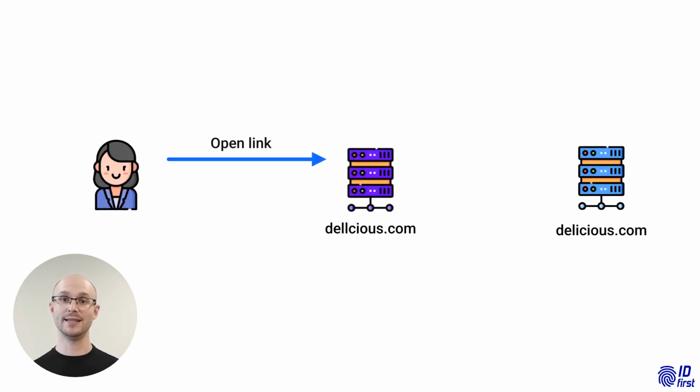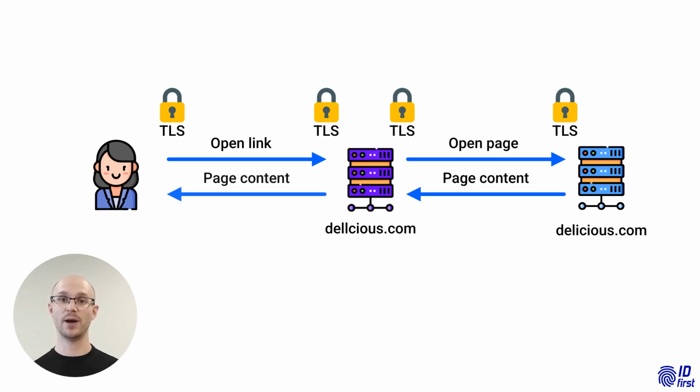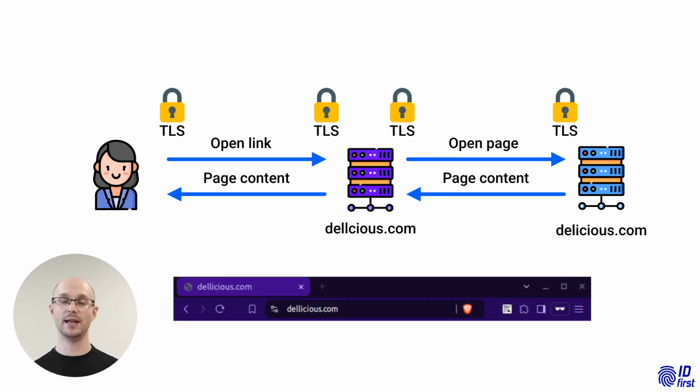Your browser opens a TLS connection to the attacker's proxy. The proxy opens a second TLS connection to the legitimate server. The server sends back the web page, and the proxy forwards it to your browser. The critical thing to note here is that the website looks identical to the real one. It's served directly from the legitimate server, so the only giveaway might be the slightly altered domain name, but that's easy to miss.